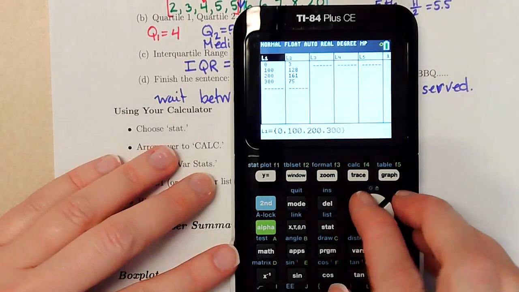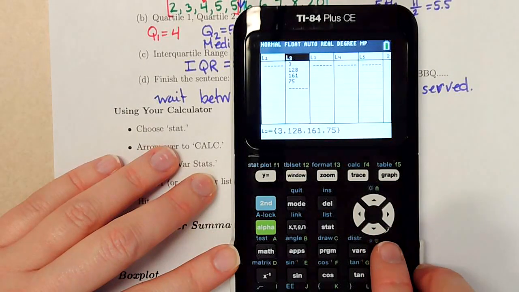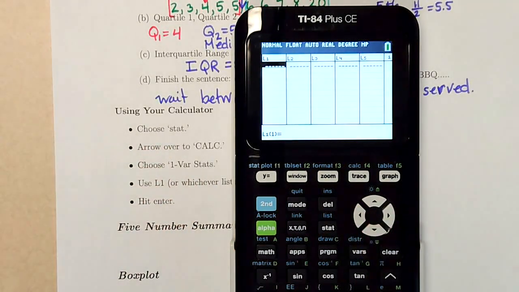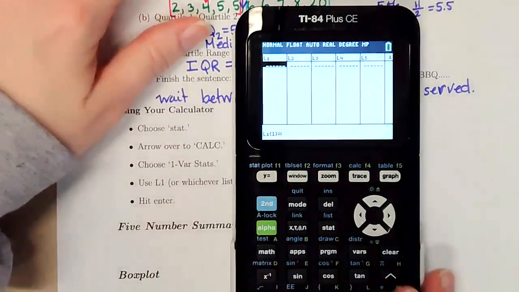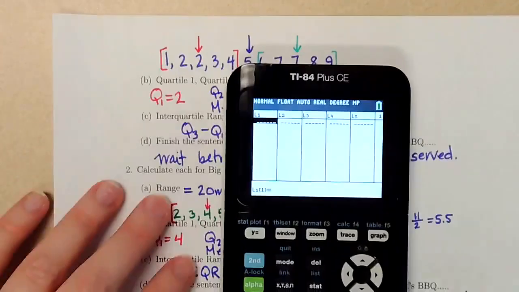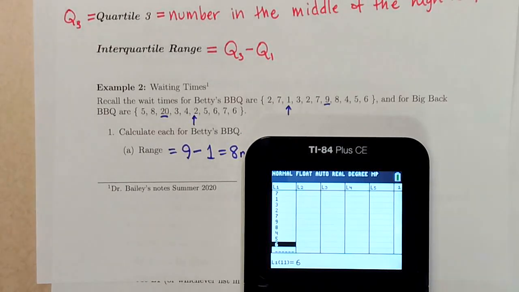And oh, it looks like I already have some. So I'm going to clear this data set. And for list two, I'm also going to clear and push enter for that. List one. Okay, let me bring back Betty's list. I like to even do it from scratch so that I don't accidentally make some extra errors. Okay, 2, 7, 1, 3, 2, 7, 9, 8, 4, 5, 6. And it says that there are 11, I notice right there.